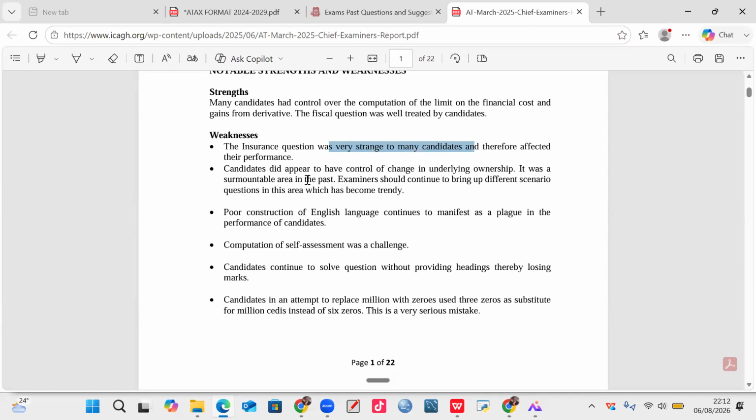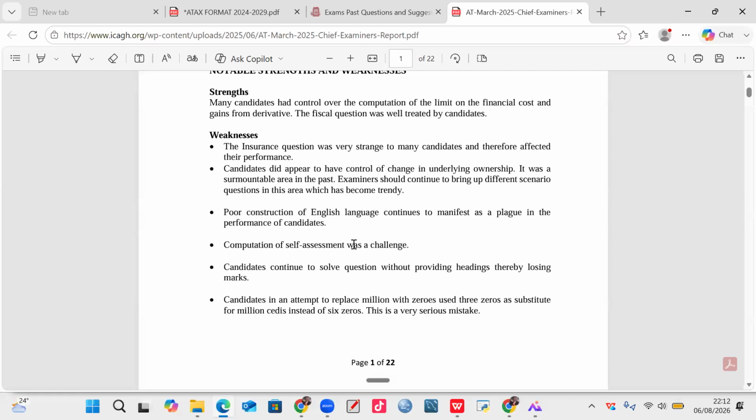It was a surmountable area in the past. Examiners should continue to bring up different scenario questions in this area, which has become trendy. Poor construction of English language continues to manifest as a plague, because some of the questions are theories. Instead of calculation, they'll bring theories where we have to write grammar.